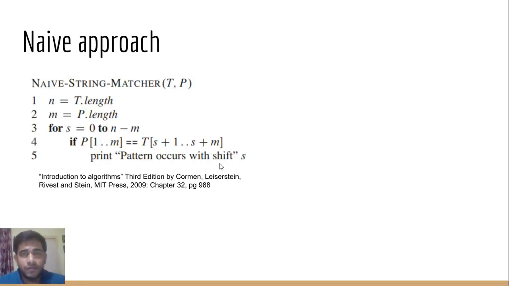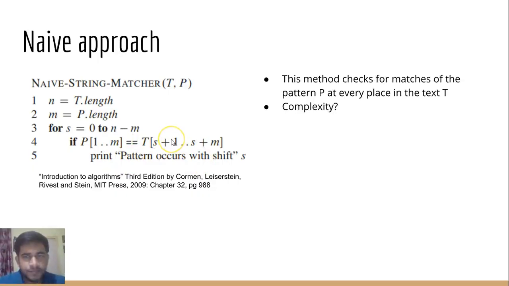Well, the most intuitive approach to solve this is this algorithm, which is derived from the book Introduction to Algorithms, 3rd edition. We save the length of T in n and the length of P in m, as we usually denote. Now we let S range from 0 to n minus m. That is, we let S take all the values of shifts it can take. And then we compare the pattern to each substring of the text T. And if they match, we say the pattern occurs with shift S.